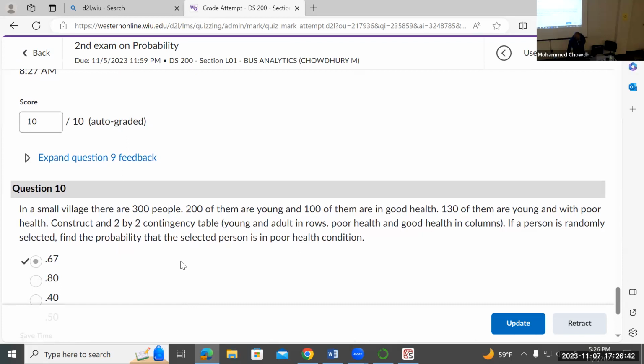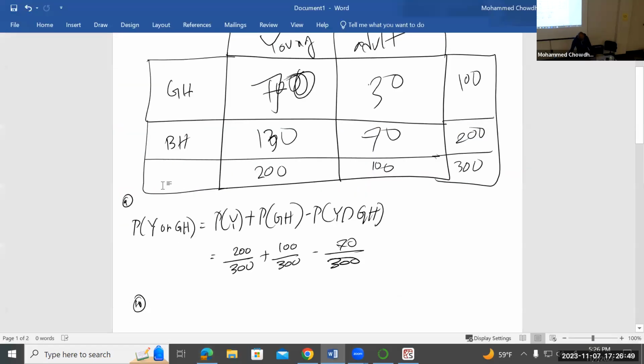Randomly selected, find the probability the selected person is in poor health condition. Poor health condition equals 200 over 300, right?